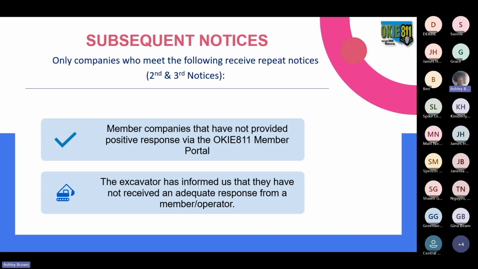Second and third notices are only sent to member companies who have not provided a positive response via the portal, which you are not likely to do if you're not getting the ticket because the output information is incorrect. And they're also sent whenever a response from a member is inadequate or confusing.